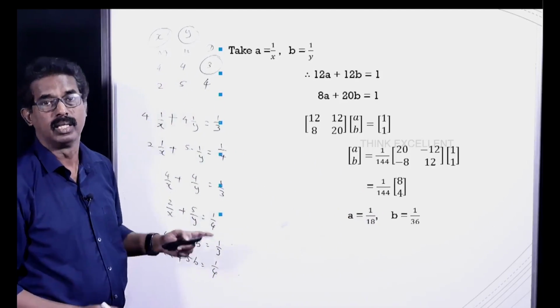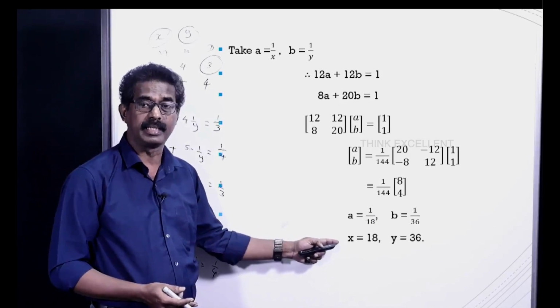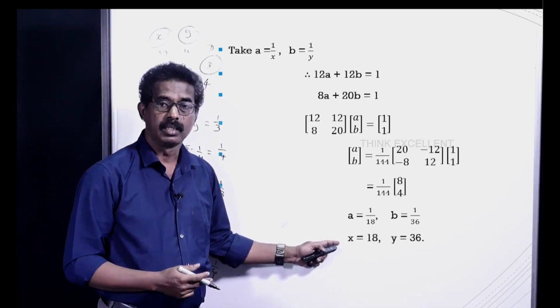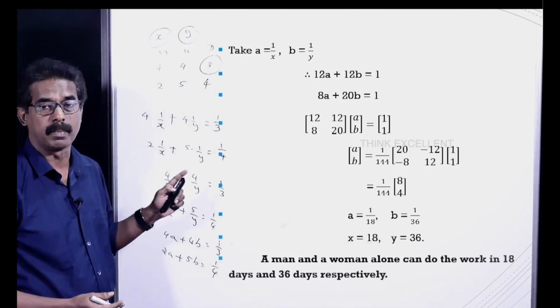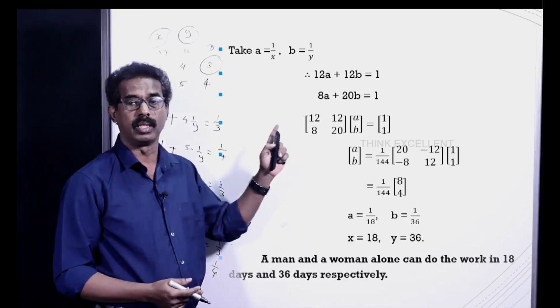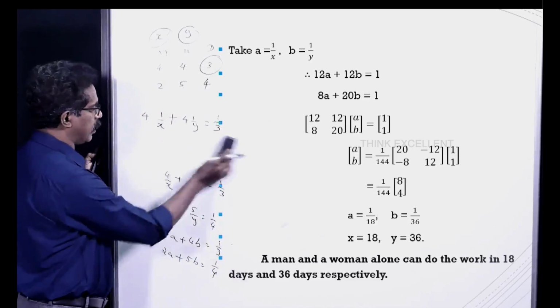Don't stop there. We want x and y. So take reciprocals here. So x equal to 1 by 18, reciprocal 18. 1 by 36 reciprocal is 36. But write the conclusion: a man and woman alone can do the work in 18 days and 36 days respectively.